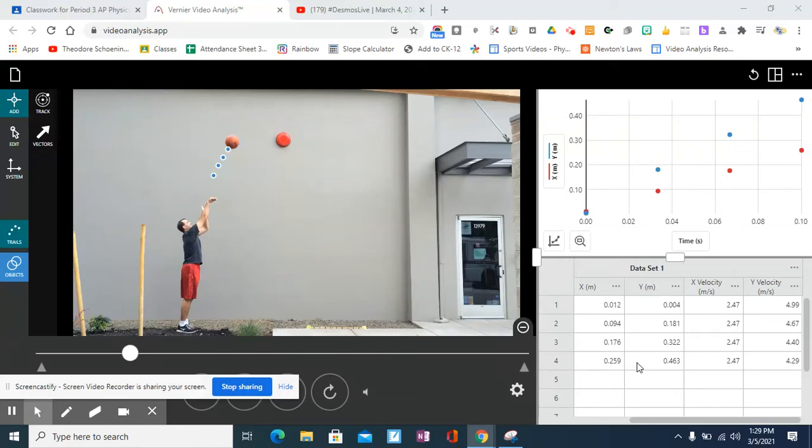Hello, Mr. Schoening here, and today I would like to show you how you're going to set up your calculated columns for the Conservation of Energy Lab. In this activity, we are going to track a basketball as it flies through the air, experiencing only the significant force of gravity, and we're trying to see what values will be conserved.